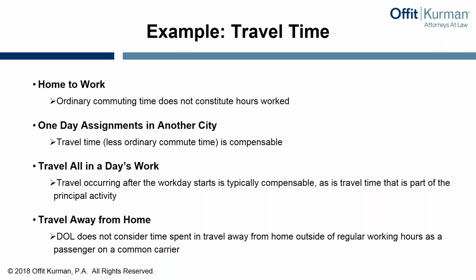The key point that I alluded to there is that the travel time that's compensable in this respect does not include ordinary commute time. So if it typically takes someone a half hour to get into the office and it takes them an hour and a half to go work in another city for a day, the compensable time is the hour and a half total travel time minus the half hour ordinary commute, for a total of 1 hour, at least one direction. So there's a little bit of nuance to that.